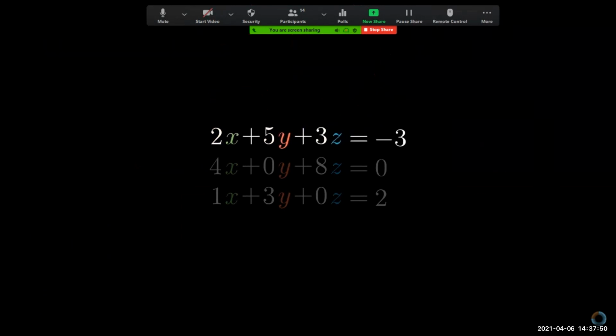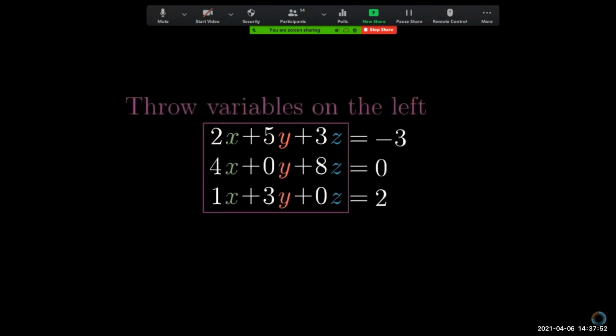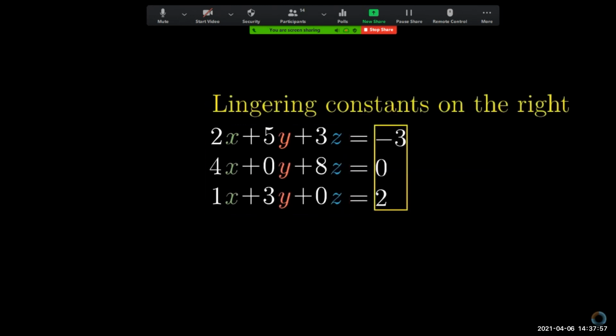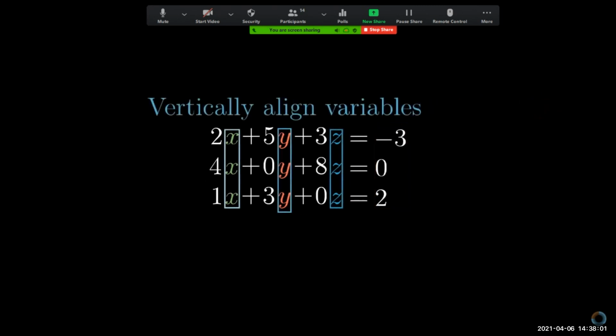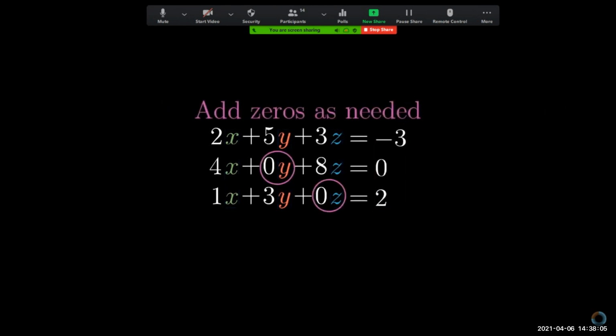The typical way to organize this sort of special system of equations is to throw all the variables on the left and put any lingering constants on the right. It's also nice to vertically line up the common variables, and to do that you might need to throw in some zero coefficients whenever the variable doesn't show up in one of the equations.